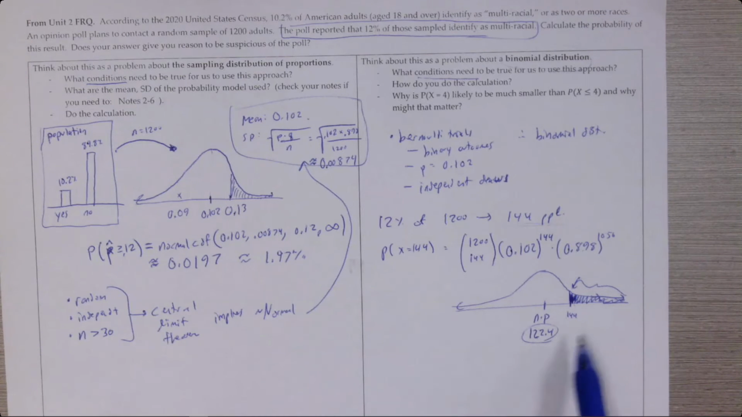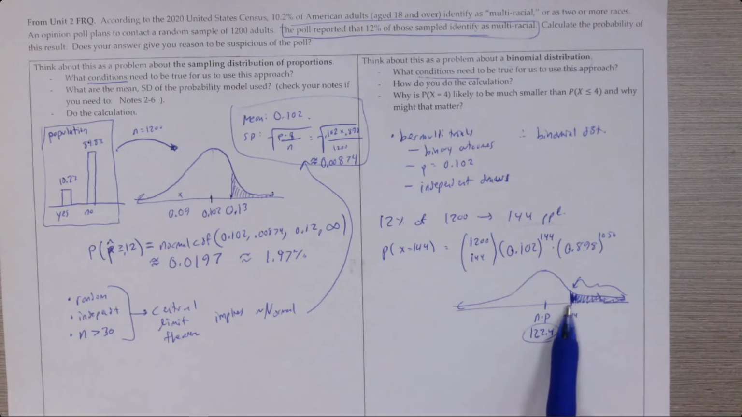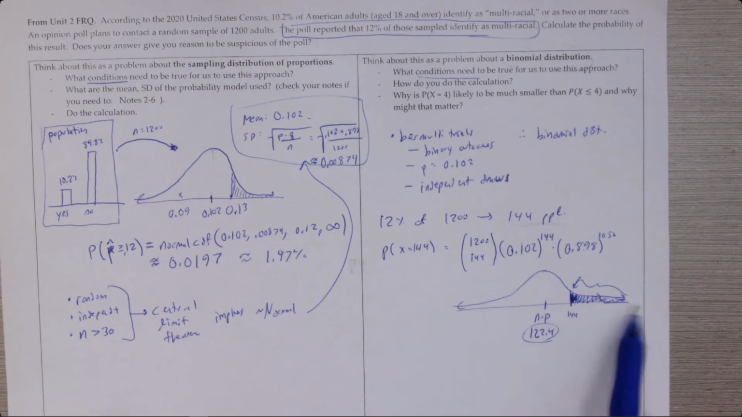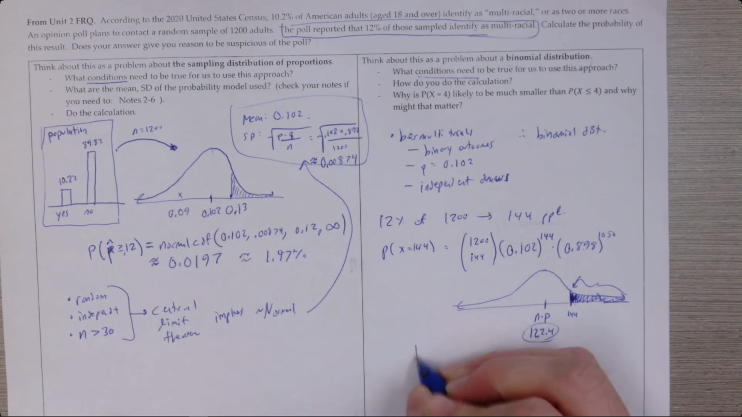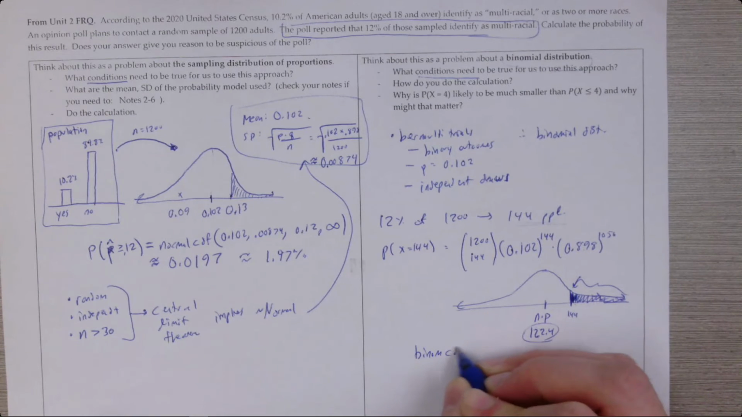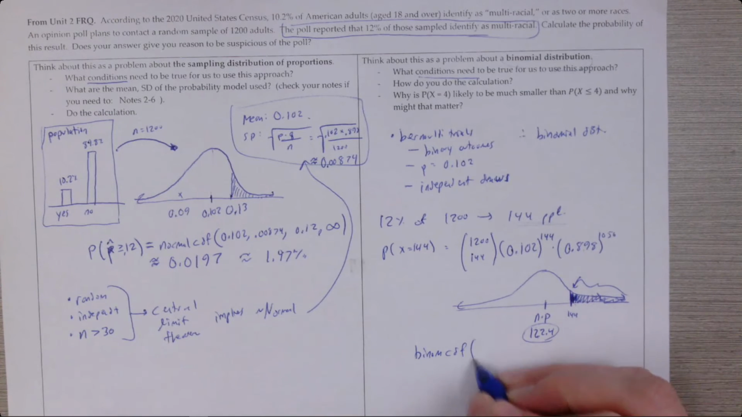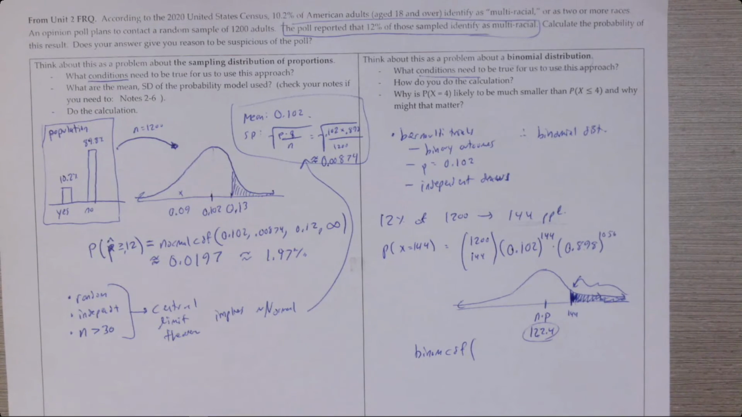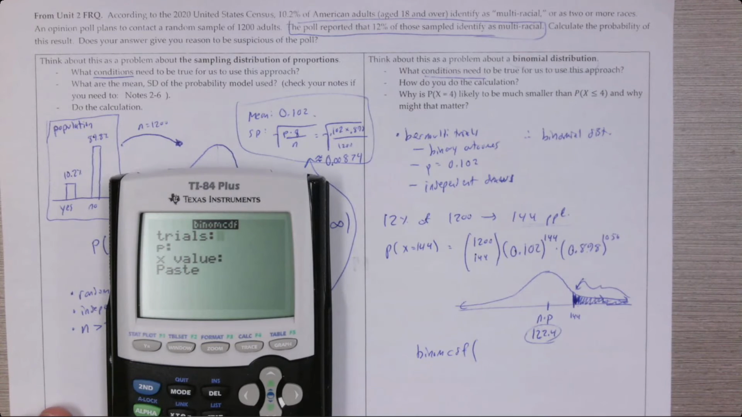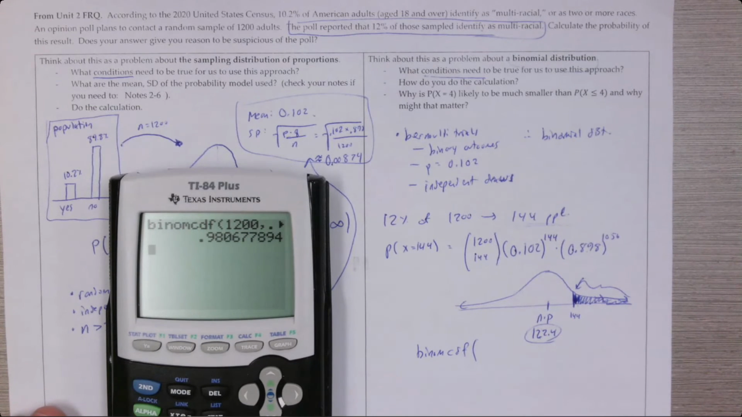All right, so because it's sort of unwieldy to calculate this probability by hand, that's when we'll use the binomial CDF function. The binomial CDF function, what do you give it? Let's look. Okay, right, I'm remembering here. So trials, there were 1,200 trials. Our probability of success was 10.2%. The X value we're interested in is 144. Let's paste it. Okay, 98%, that seems very likely.